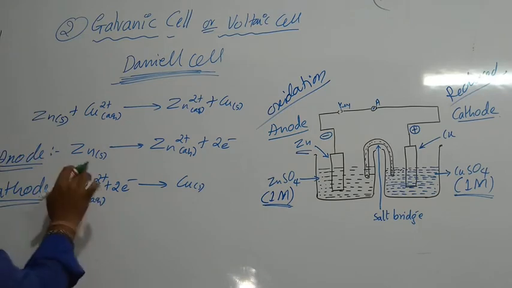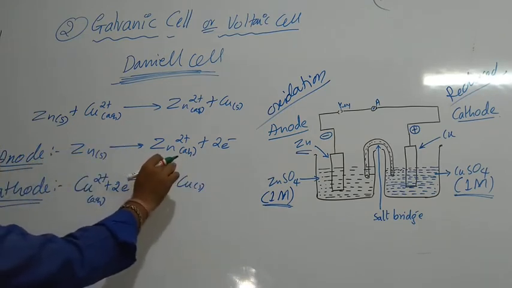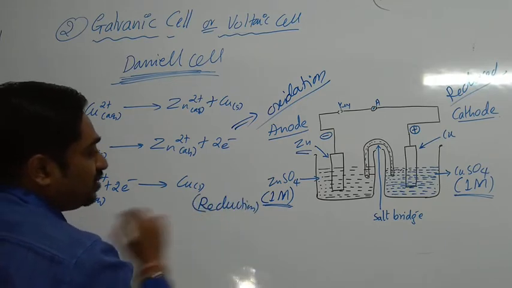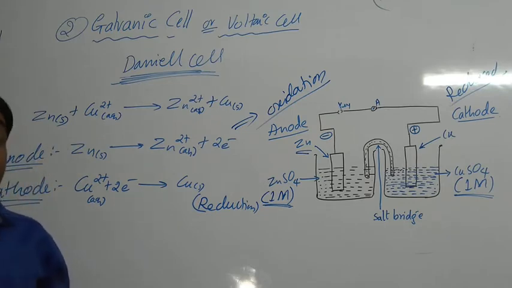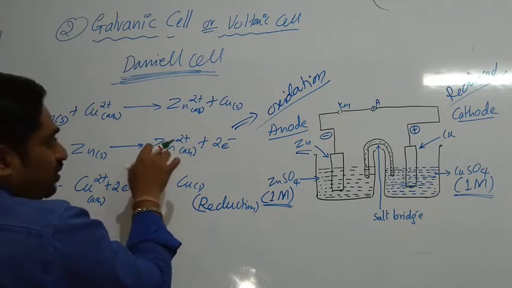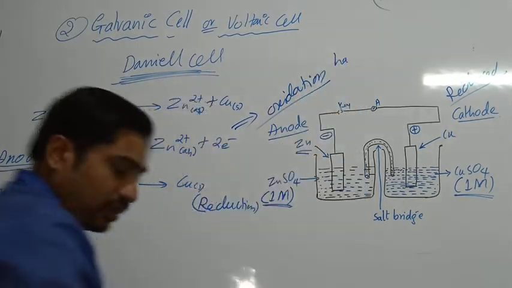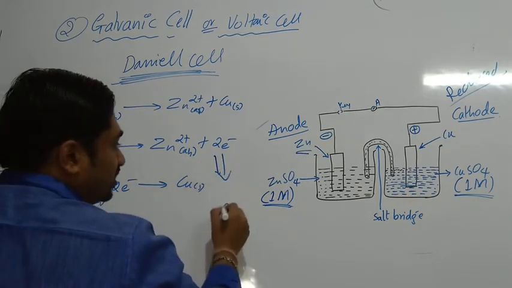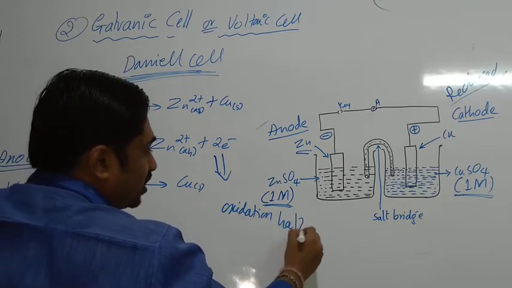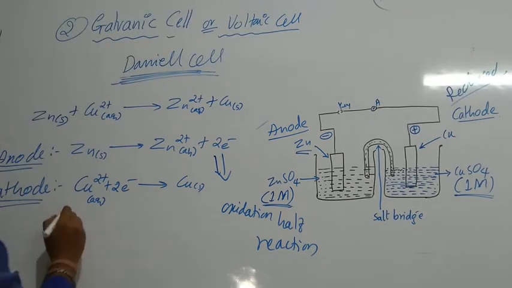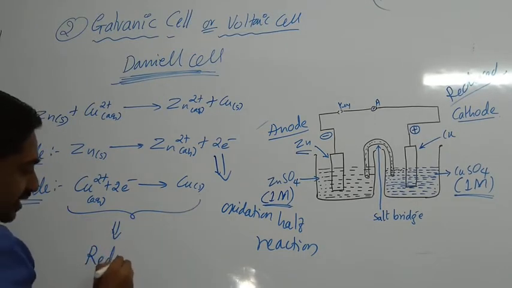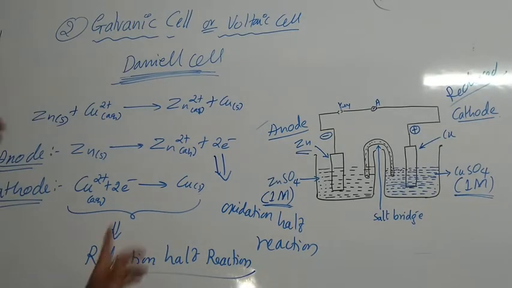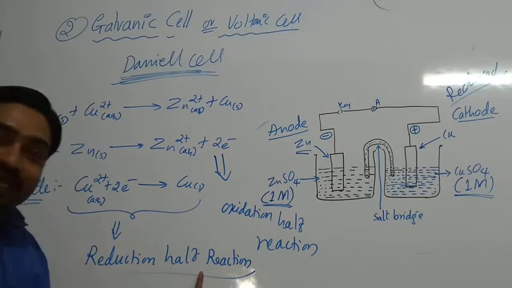Now see the chemical reactions carefully. At anode the reaction that takes place is an oxidation reaction, and here it is a reduction reaction. Actually these two are not complete reactions but half reactions. So we call the first reaction the oxidation half reaction, and this one the reduction half reaction. The oxidation half reaction takes place at anode and the reduction half reaction takes place at the cathode.